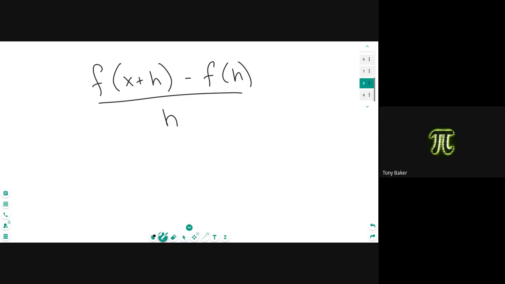Why is that important? Why would I want to know the instantaneous change of something? Why isn't average just enough?